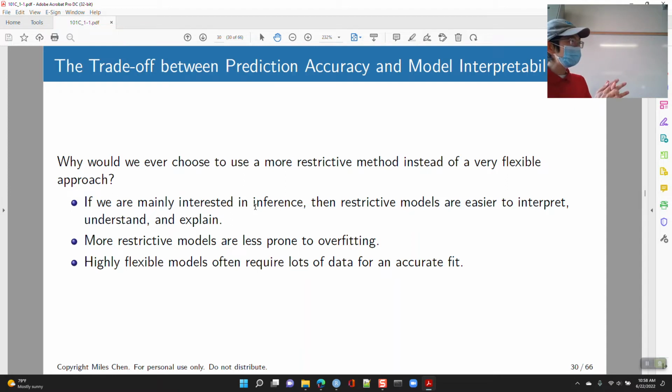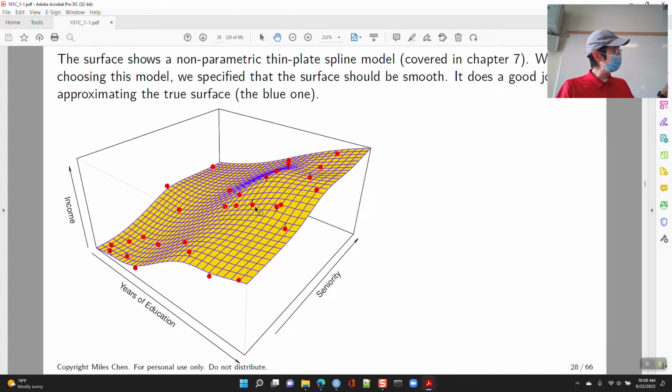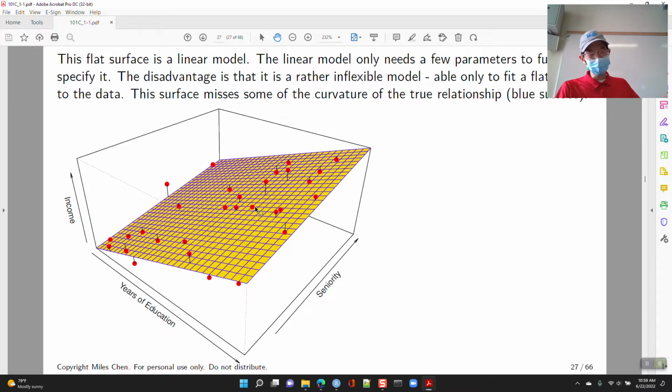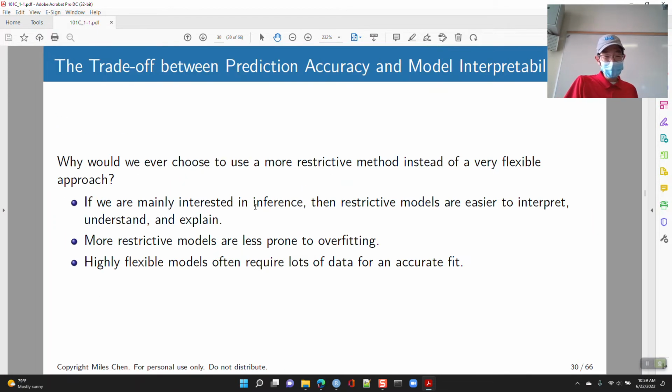And so this is a thread and a theme that you will see throughout this entire course and throughout your entire career: there's a trade-off between how accurate we want our predictions and how interpretable we want our models. There's also going to be a trade-off between the bias and the variance and things like that, right? So over here we have a slightly more restrictive model than one that's super flexible, and this one is very restrictive. It's linear. And why do we want to do that?